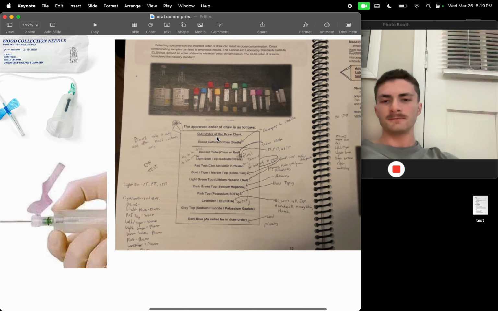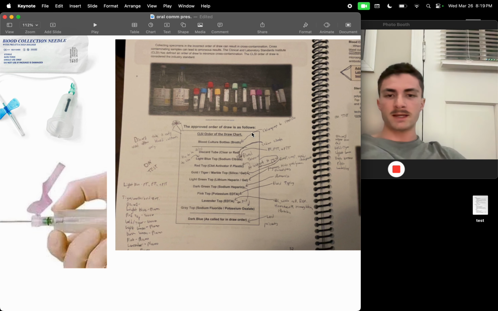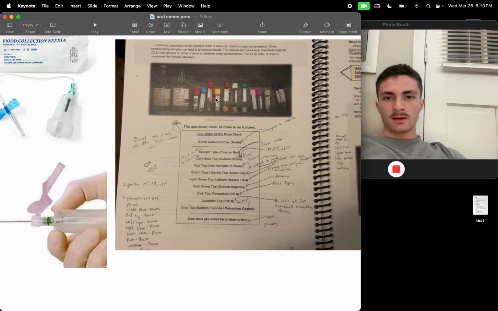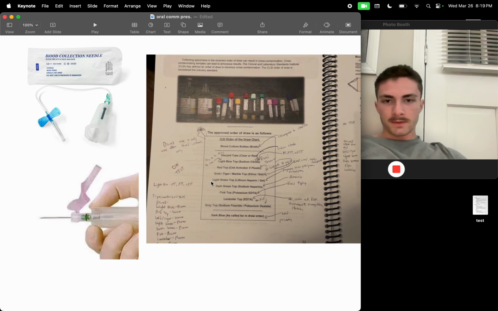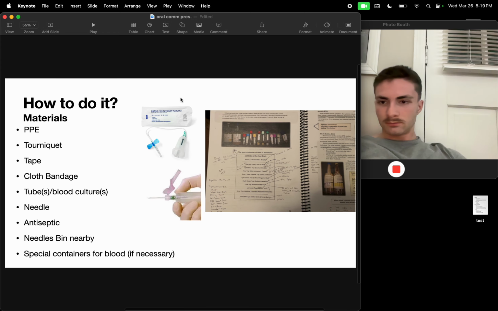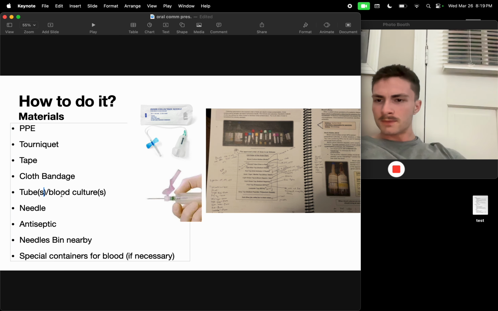This is the order of draw. In the order of draw, the idea is that you have to go in a specific order. You have to go in this specific order, and of course you're not going to be using all of these, so say if you only need this, this, and this, and then you'll just skip around in that order. And then needles.